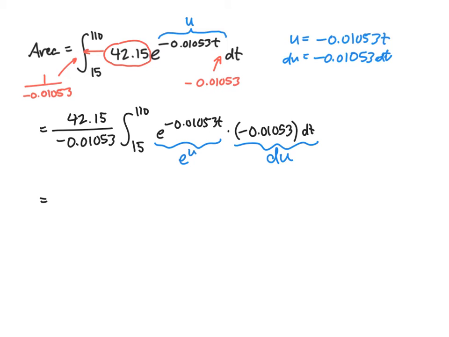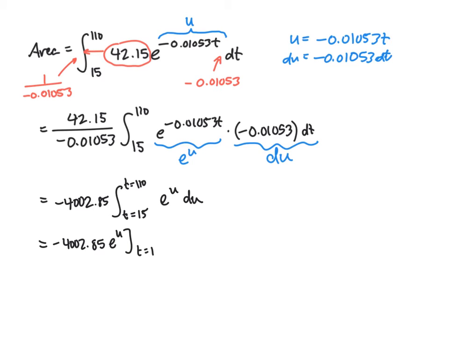Now, we can work out on our calculator 42.15 divided by negative 0.01053, and that works out to be negative 4002.85. Now I'm going to rewrite my integral in terms of u's. I'm going to remind myself that the 15 and the 110 are values of t. So I get e to the u du. That's an easy antiderivative. The antiderivative of e to the u is e to the u. So I get negative 4002.85 e to the u. And again, my next step is to plug in t equals 110 and t equals 15.